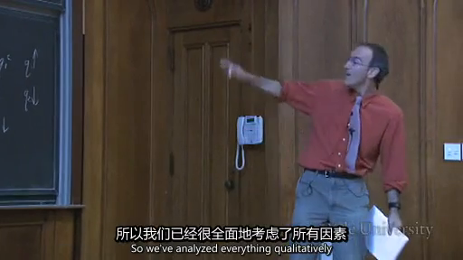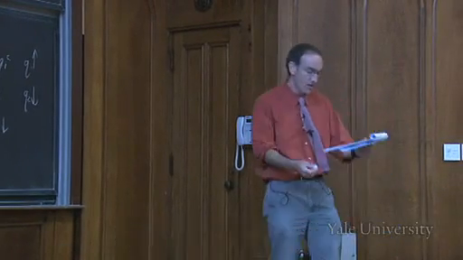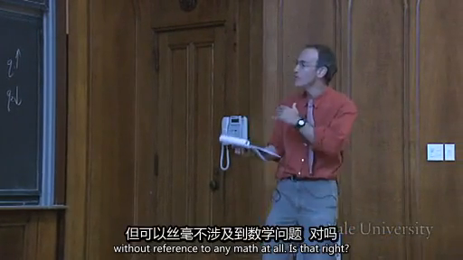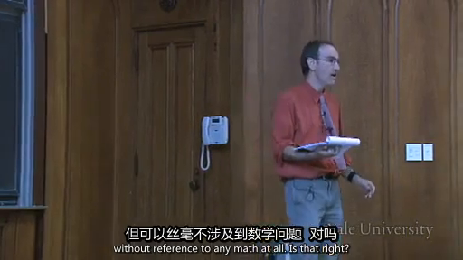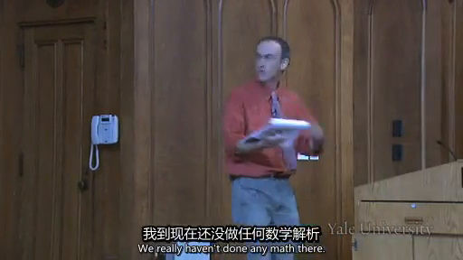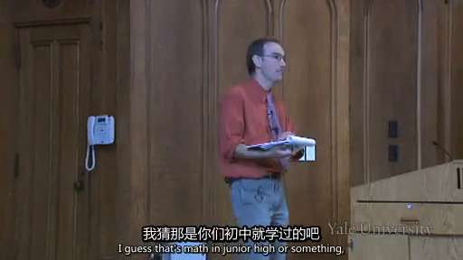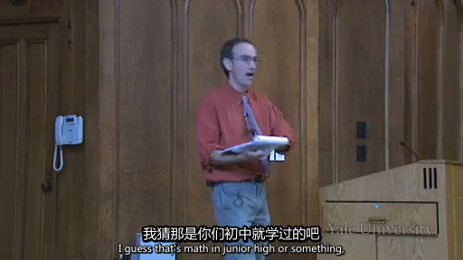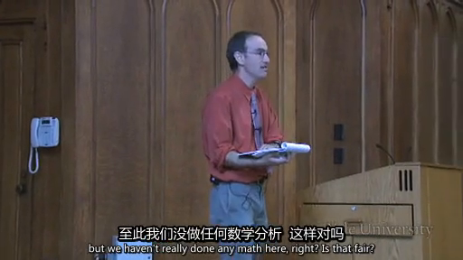All right? So we've analysed everything qualitatively I can think of in this game without reference to any math at all. We really haven't done any math there. We talk about the slope of the line. I guess that's math in junior high or something. But we haven't really done any math there, right? Is that fair? And we already have a pretty good intuition for what's going to go on in this market.